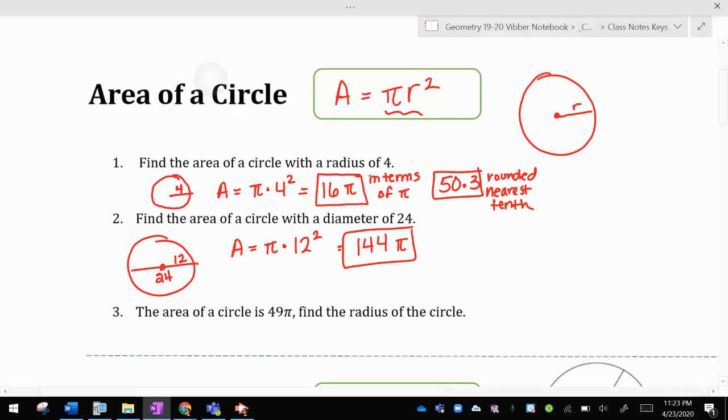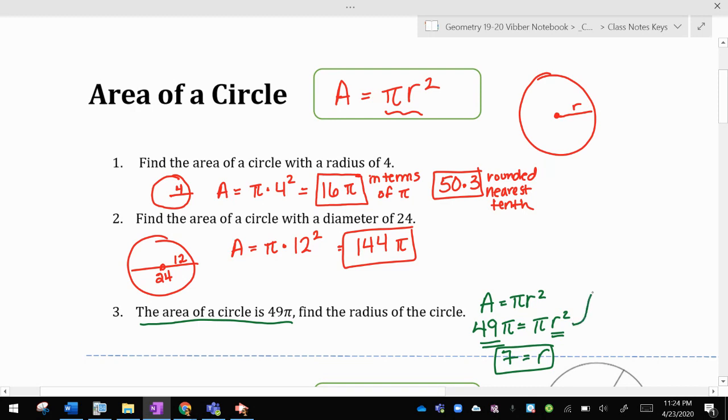And then last but not least, a little bit of problem solving. The area is 49 pi, find the radius. So that means if area is pi r squared and 49 pi is the area we're given, we want to know what number did I square to get 49? And you're right, that number was 7.